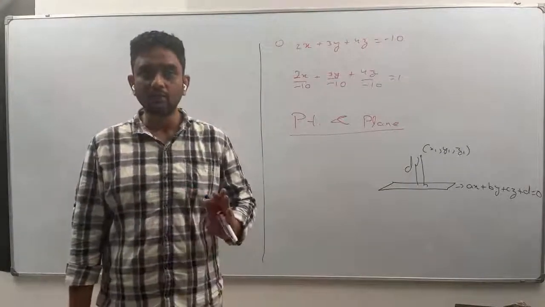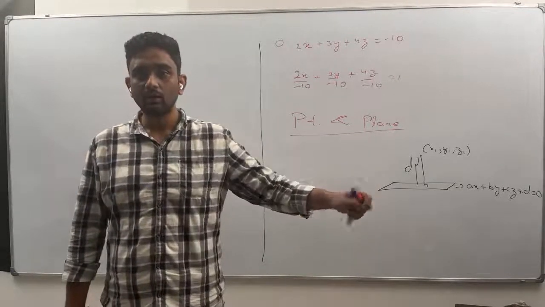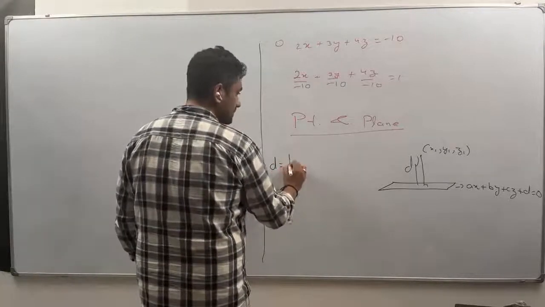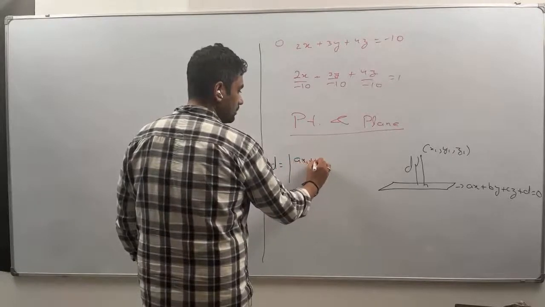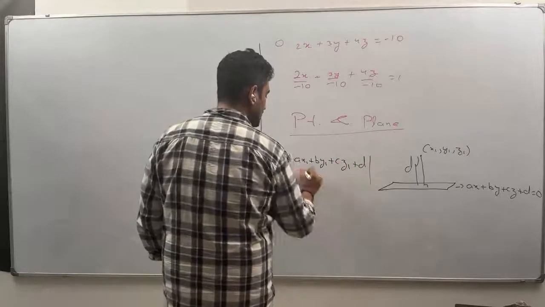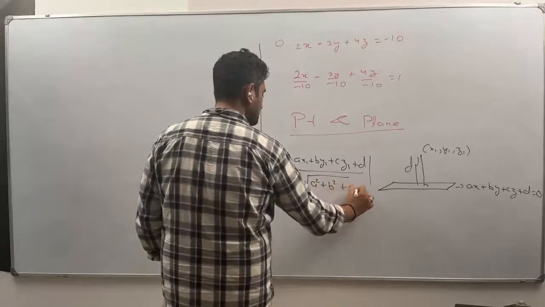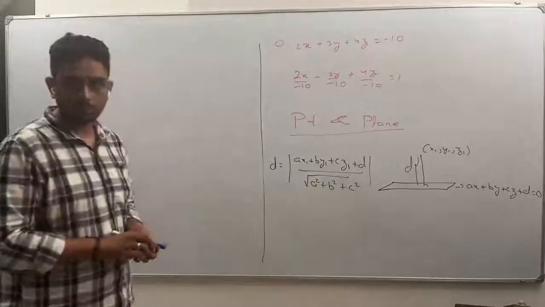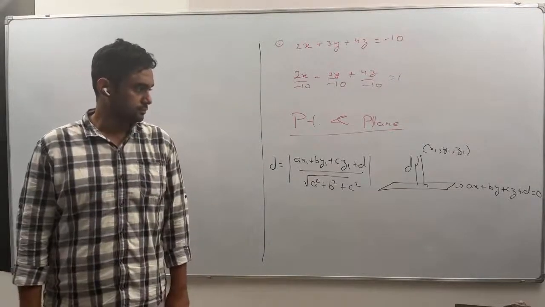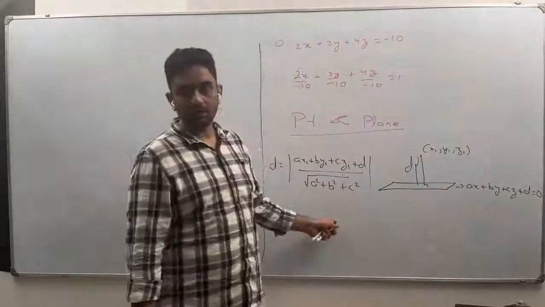So we follow a standard method, that is, dump the coordinates of the point on the plane and divide by the mod of normal. So the formula comes out to be distance d is given as ax1 plus by1 plus cz1 plus d divided by root over a square plus b square plus c square. This is what we get. So effectively, you are substituting this point over here and then dividing by this.